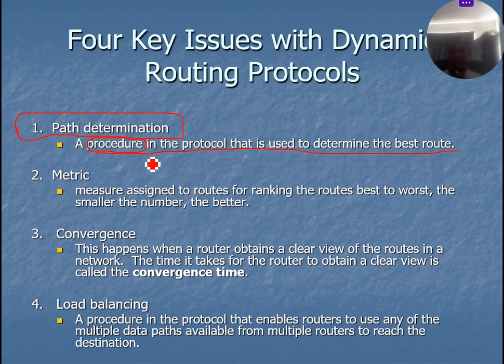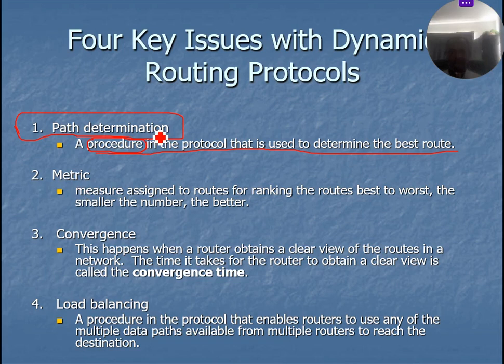Path determination is the procedure, the mechanism put in place, a procedural algorithm that the developed protocol itself has, in order to determine the best path for a data packet or for any routing entries to go.